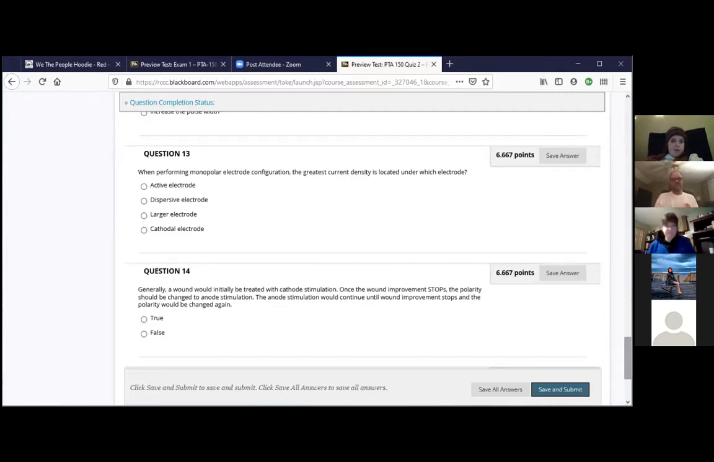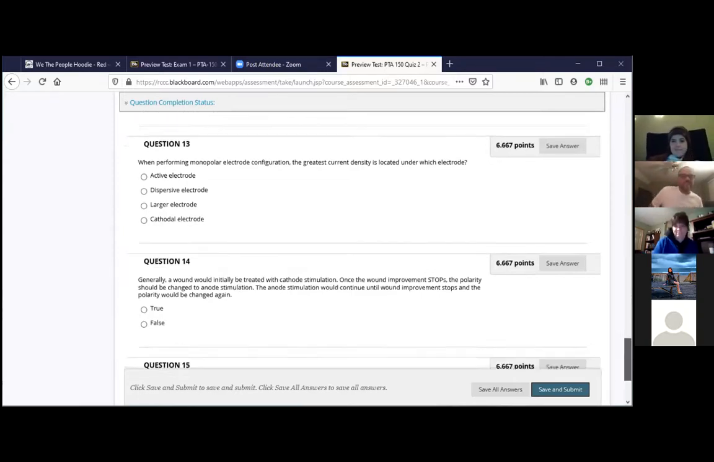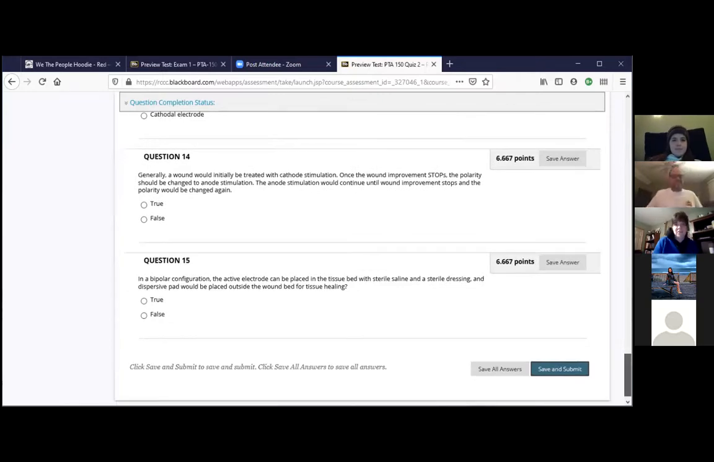B. The active electrode. Okay. The larger and the dispersive really should be the same. Okay, 14. True. Okay, yes, it would. This is kind of what we talked about.